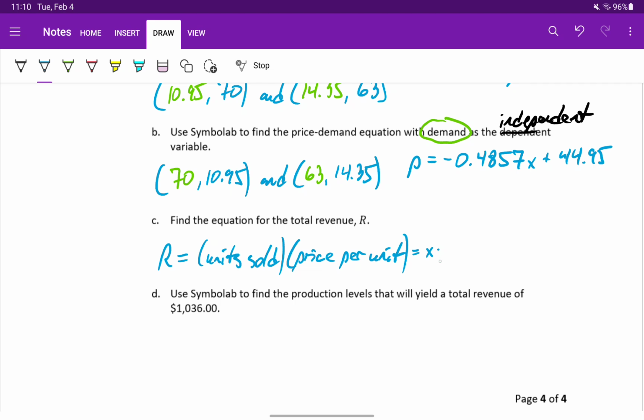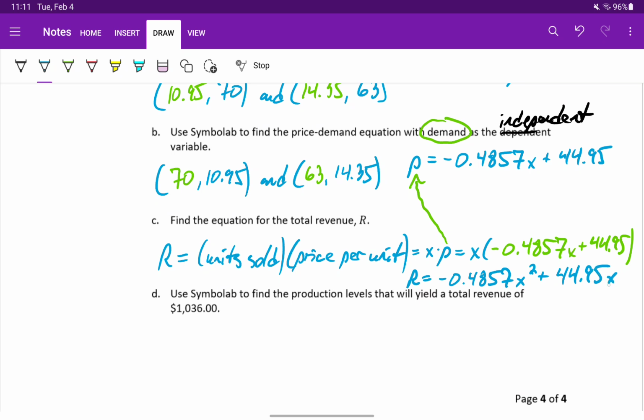X represents our number of units sold, P is our price point, and now what we're going to do is drop in this equation that we have for P to rewrite this as X times negative 0.4857x plus 44.95. Doing that gives us an equation, R equals an expression that's in terms of a single variable. If we distribute that x through, we'll end up with negative 0.4857x squared plus 44.95 times x.